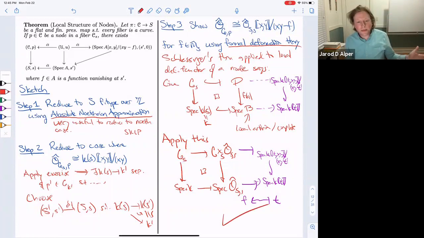So it essentially follows from Schlesinger's theorem, which we have not covered, but that's a nice topic that deserves some attention, but we can't cover everything.